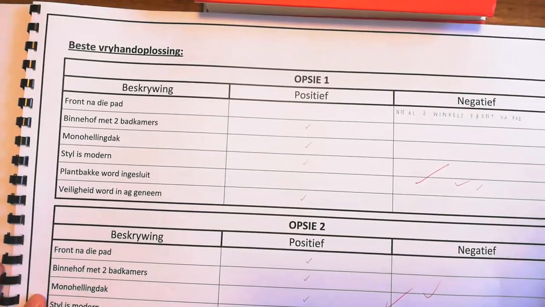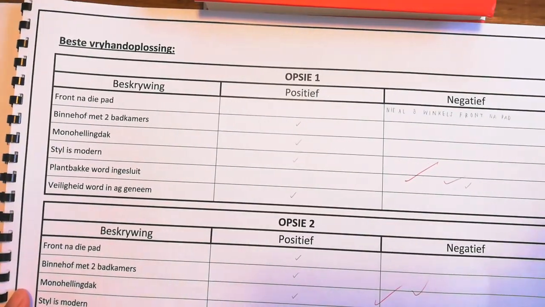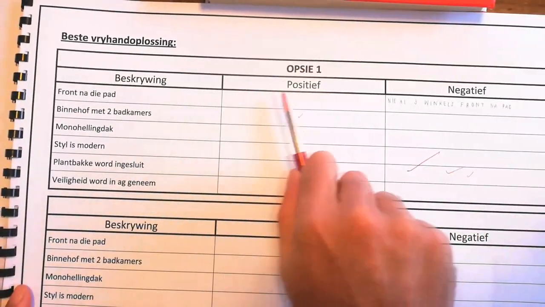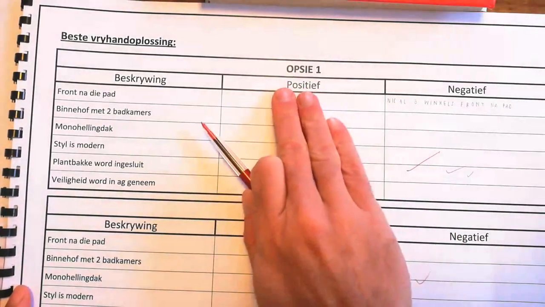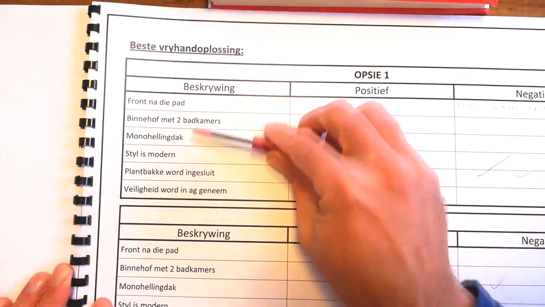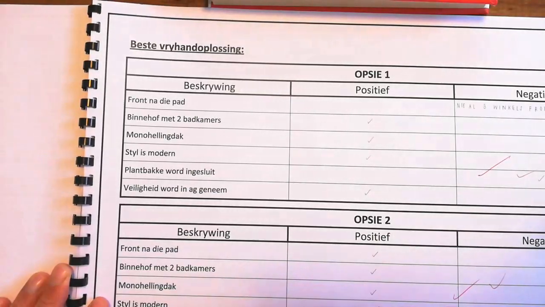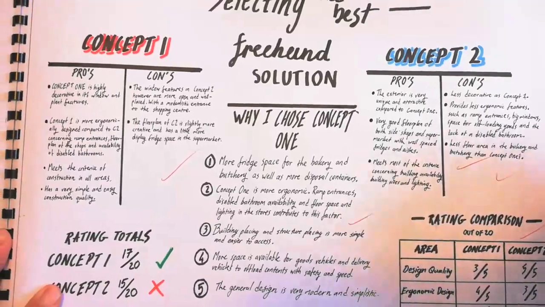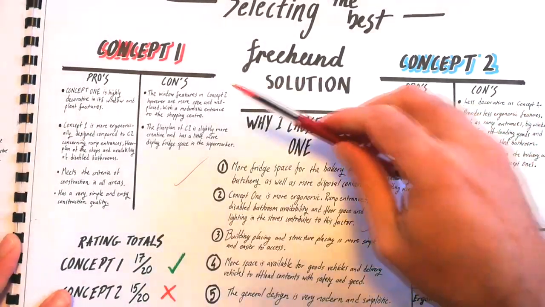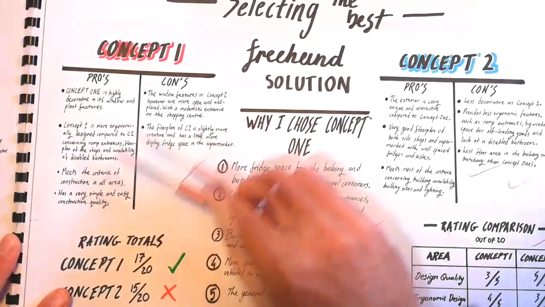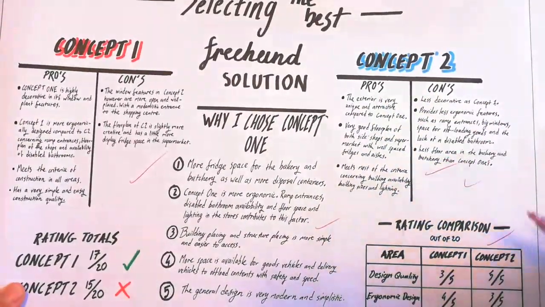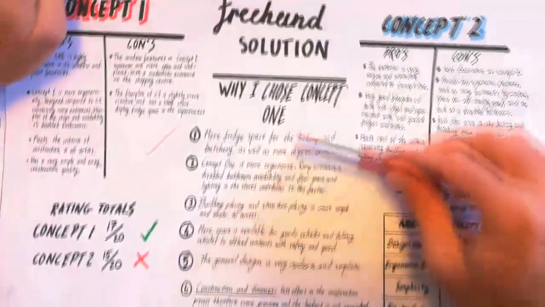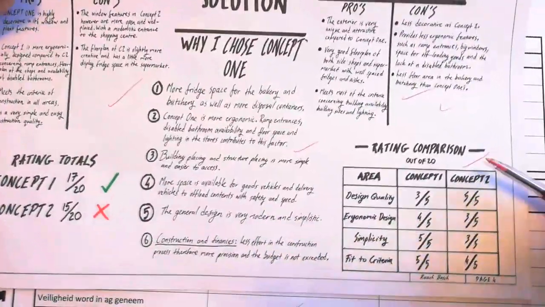Okay, here's another one. It's in Afrikaans. Also not fully what is required, but again, it's just a basic table. Option 1, option 2, what was positive, what was negative, and here are the different criteria. Okay, let me have a look at one more for you. Okay, here's another one, which is a bit more creative. Concept 1, pros and cons. Concept 2, pros and cons. And then, why I choose concept 1, that was a summary. This is good. Rating comparisons.